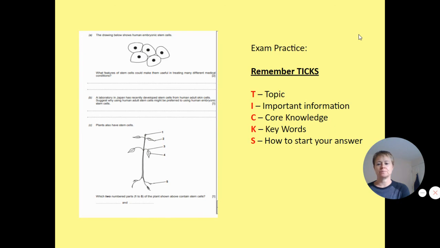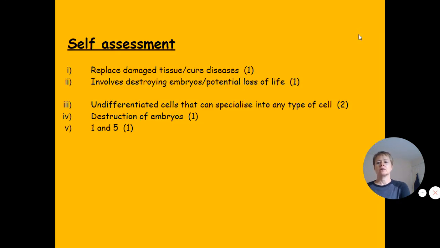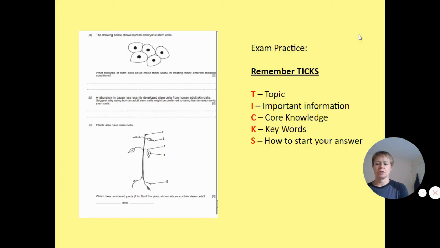Okay, let's look at the answers now. So first question, replace damaged tissue or cure diseases. Next question, it involves destroying embryos or the potential loss of life. They are undifferentiated cells, for 1 mark, that can specialise into any type of cell, 2 marks. It's the any type bit that gets you that 2nd mark. Next question, destruction of embryos. And lastly, 1 and 5. So that was the tip of the plant and the root of the plant. But if you've just written numbers for your answers, that's absolutely fine.